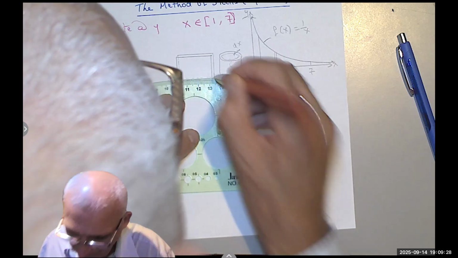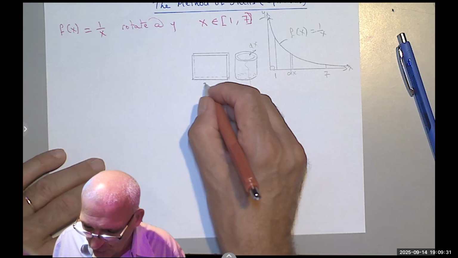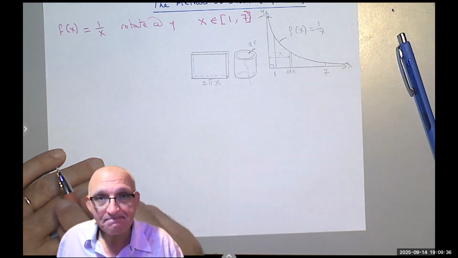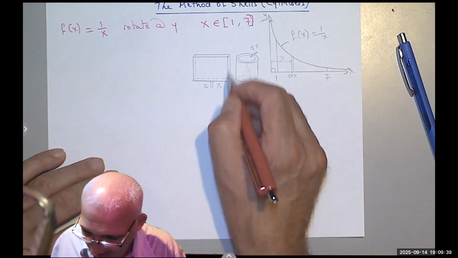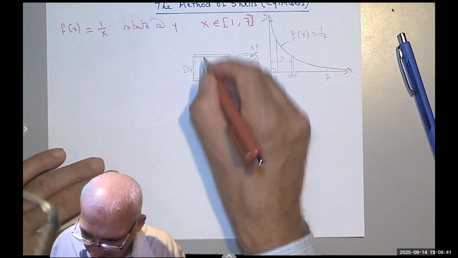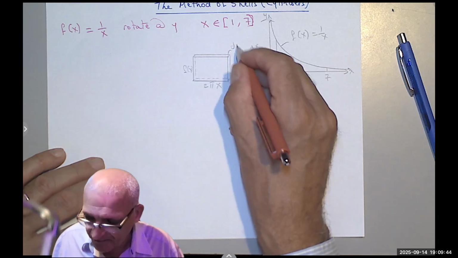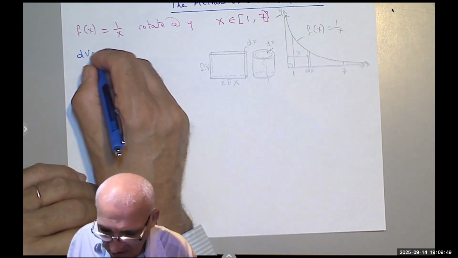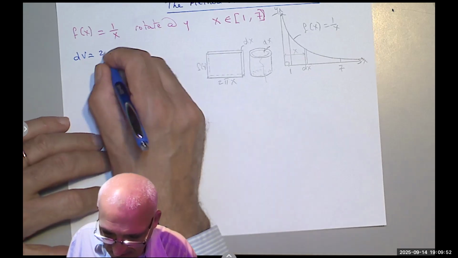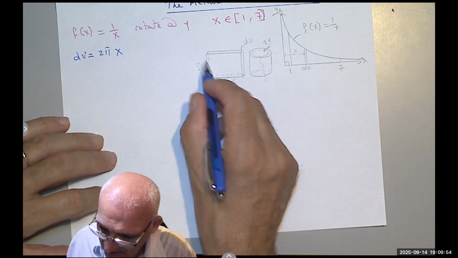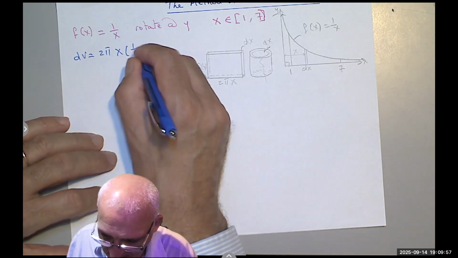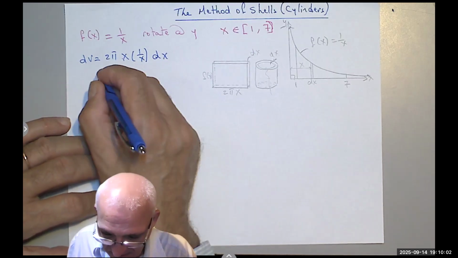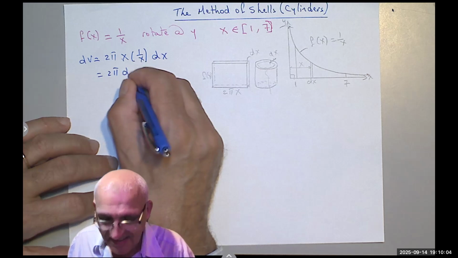Again, you don't need to draw that, we're just doing it here. So this thing is 2 pi x because the radius is x, right? 2 pi x. And the height is f of x, and the thickness is dx. So this small element has a volume dV equals 2 pi, which is a constant, x times the height, which is 1 over x, dx. You can see the x and 1 over x cancel each other, and you get 2 pi dx. That's how simple it is.